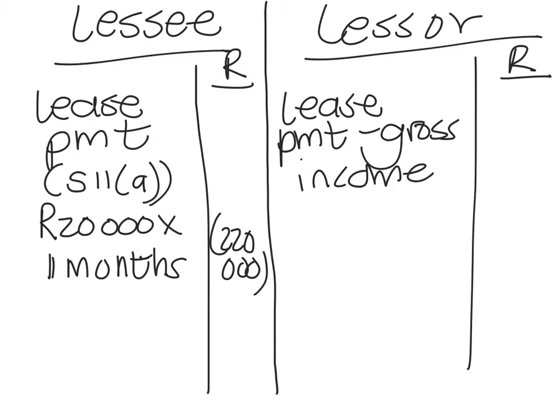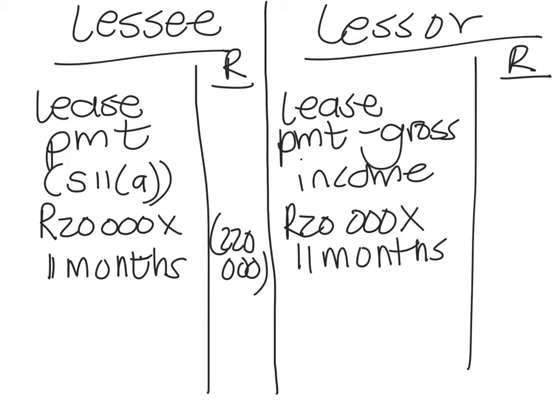And what is received by or accrued to John? Exactly the same in this case, the calculation basically looks the same, but John won't be able to get a deduction for this. John is going to be taxed on that 220,000 Rand. Right, let's move on to the lease premium.